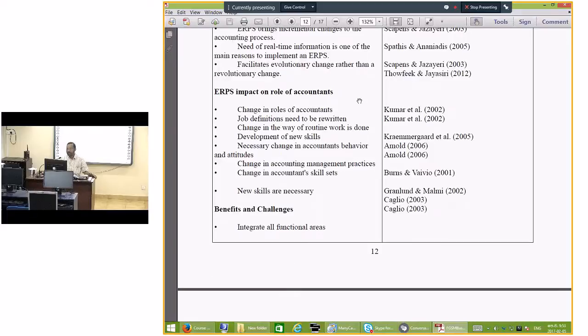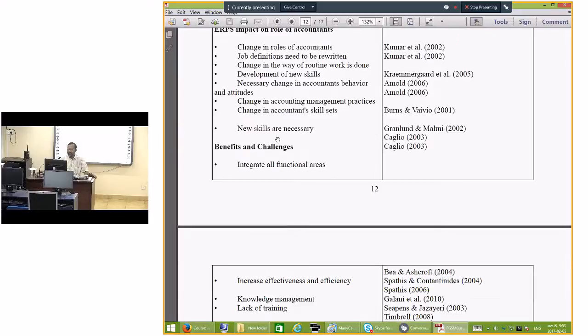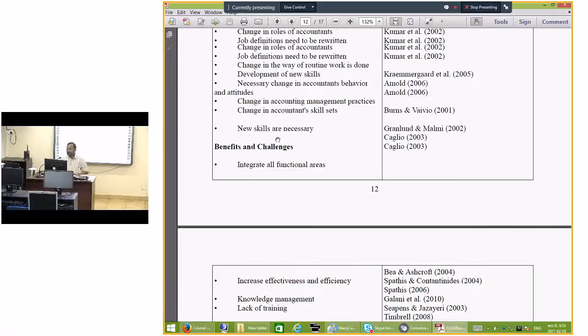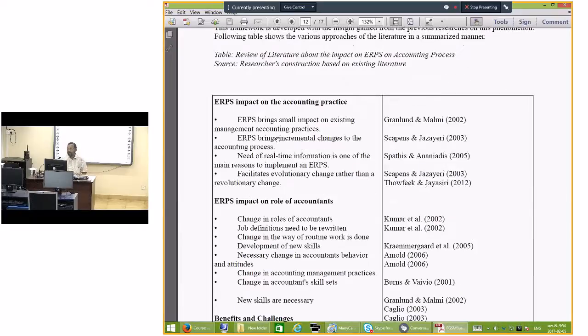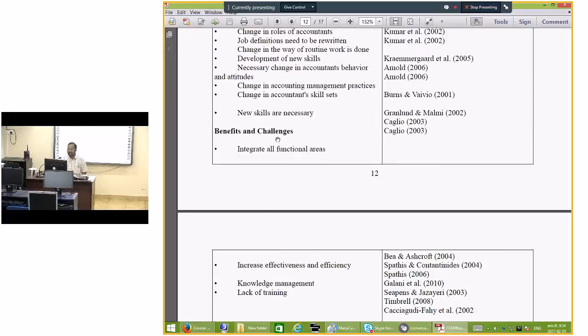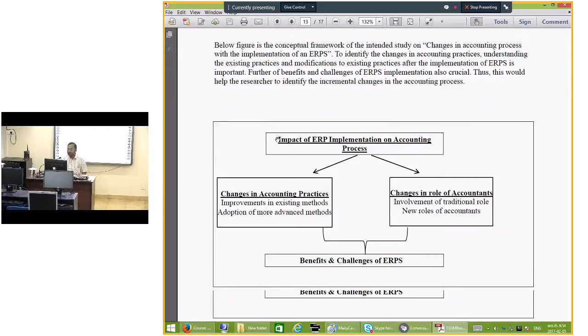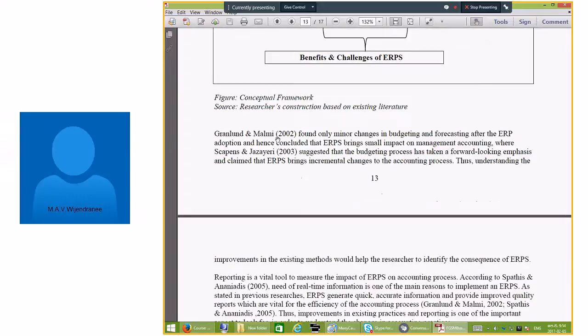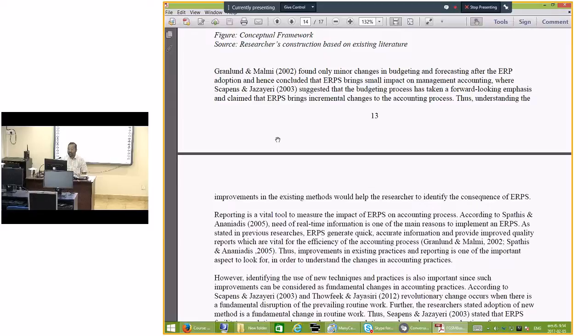Then go to the second question: ERP impact on the role of accounting, the role of accountants. Then which role? Change of role, accounting job definition, change in the way of routine work. Then you have to check the role of accountant and benefits and challenges. That part you have to mention, those types of variables, clearly. Then it will be much more important. Then you have to improve that conceptual framework clearly.